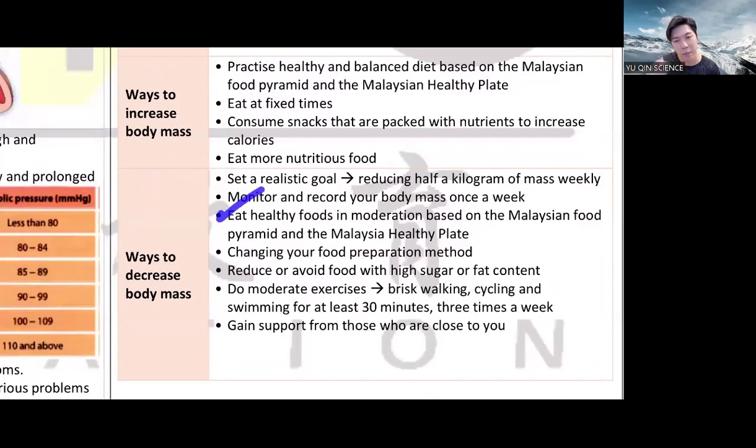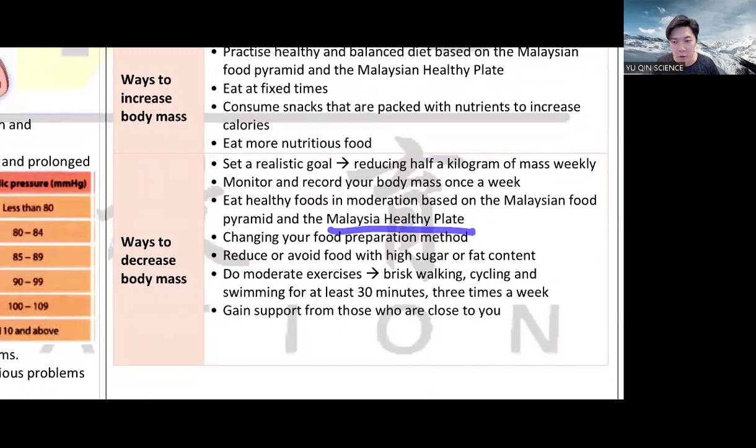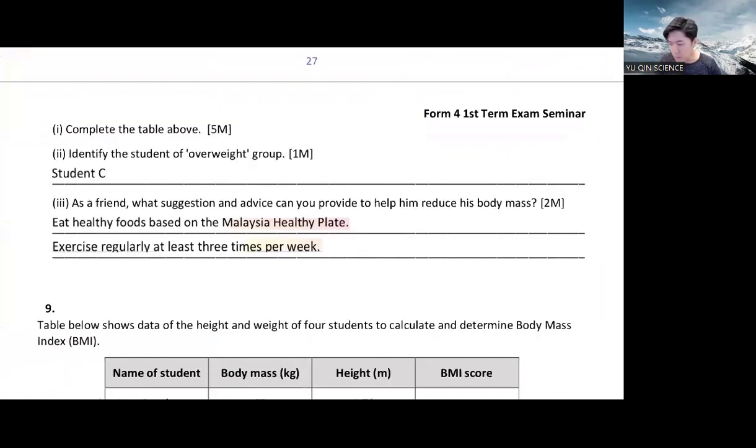We can go for food. Food is very important in controlling body mass. Eat healthy food, according to the Malaysian healthy plate. Or you can go for exercise. The usual answer would be exercise. So always go for the usual answer. Okay. Good.